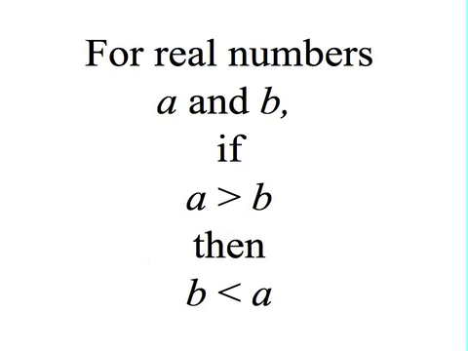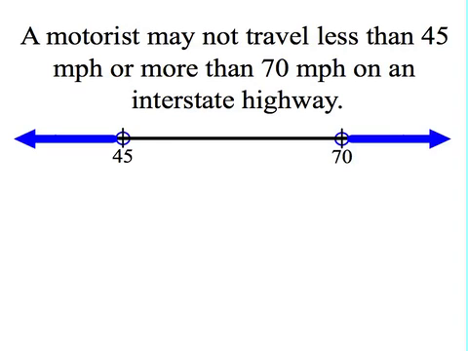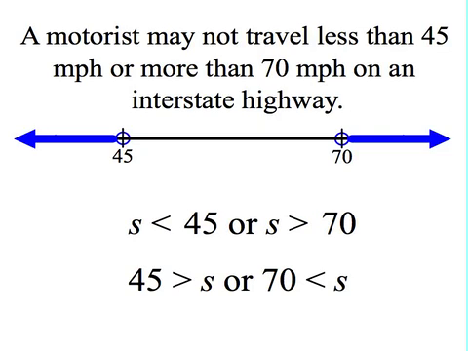And that brings us to this concept. For real numbers A and B, if A is greater than B, then it's also true that B is less than A. And let's do one more example. Here are the speeds that are not legal to travel on an interstate highway. And of course, that's a compound inequality that uses the word or. So we write that if your speed is less than 45 or if your speed is greater than 70, it's not a legal speed to be traveling on an interstate highway. Could also be written this way.